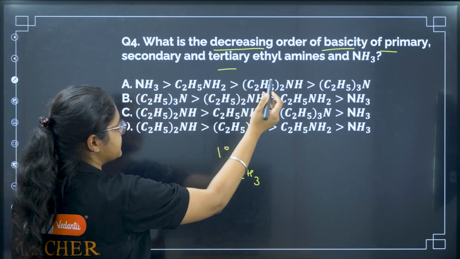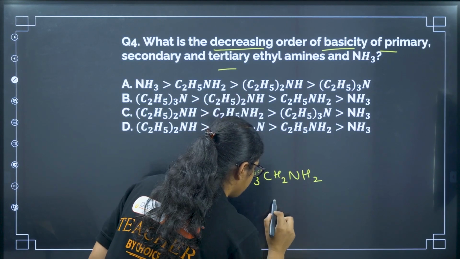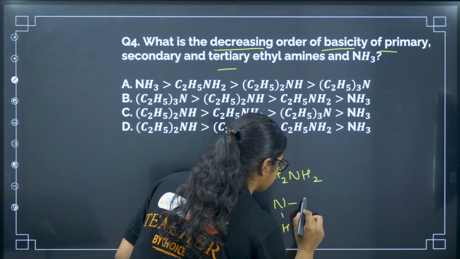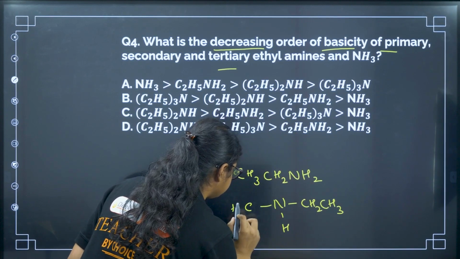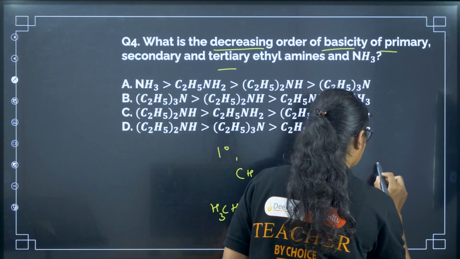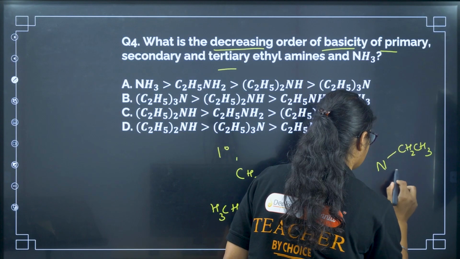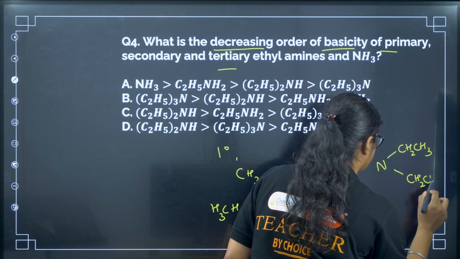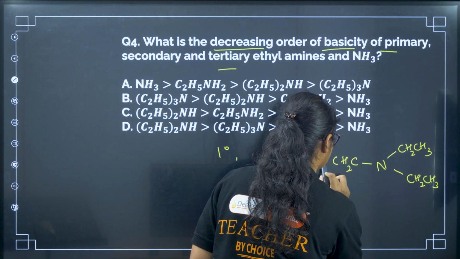Primary, secondary and tertiary ethyl amine. So this is primary ethyl amine. Now if I want to make secondary ethyl amine, it will be CH2, CH3, and we have here CH2, CH3. And then tertiary ethyl amine is CH2, CH3, CH2, CH3, and we have CH2, CH3.